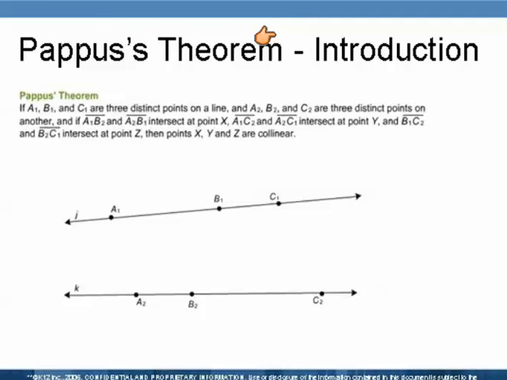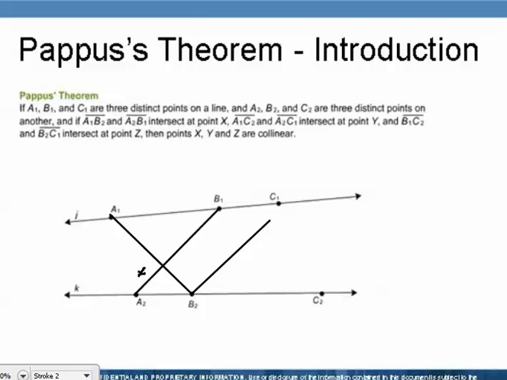Now, there are other theorems in this one that you need to be aware of. This Pappus theorem says that if I've got points A1, B1, C1, A2, B2, and C2 that are on lines, and I draw a line to connect A1 to B2, and from A2 to B1, that point I could call point X.